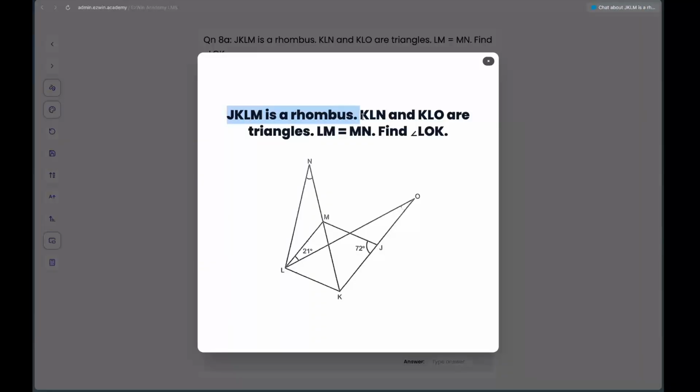All right, question 8a. JKLM is a rhombus. KLN and KLO are triangles. LM is equal to MN. Find angle LOK.